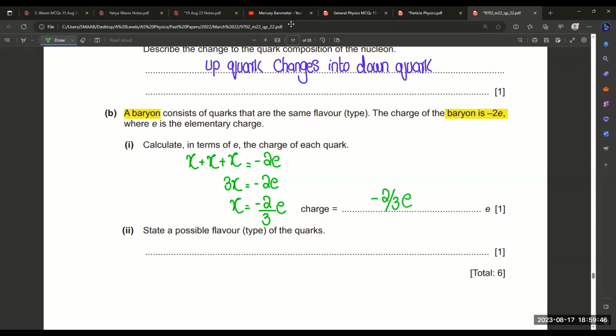Okay, simple. If they just give you the value, you can take the reference from the value and find out the final composition. Sometimes they give you a hint for that composition and you need to find the charge by yourself. And finally, state a possible flavor type of the quark. Your answer is minus 2 over 3. So you need to remember those names that have a charge of minus 2 over 3e.